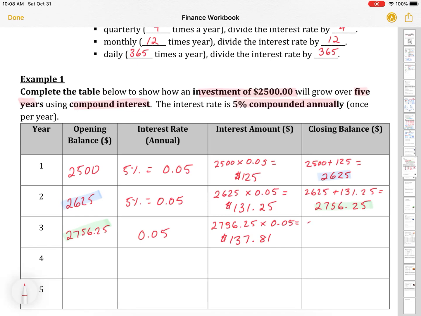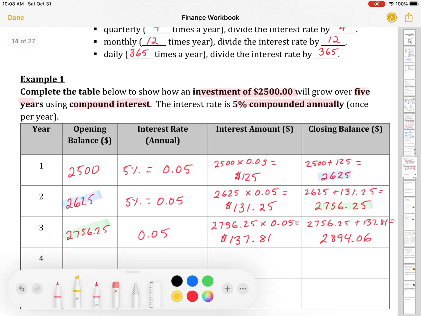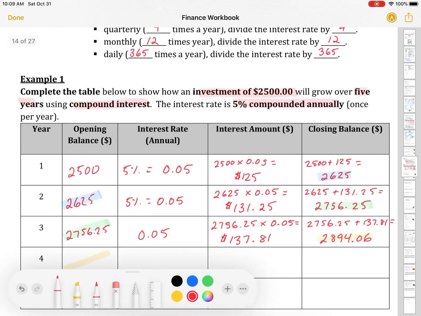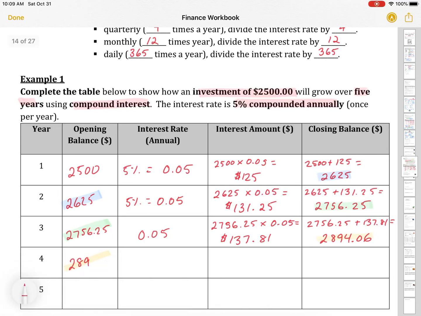Now we add that to our opening balance, 2,756.25 plus 137.81, and that equals 2,894.06. Now, what balance are we going to carry over? We're going to carry over this 2,894.06. So what we see is our balance is growing a lot faster.